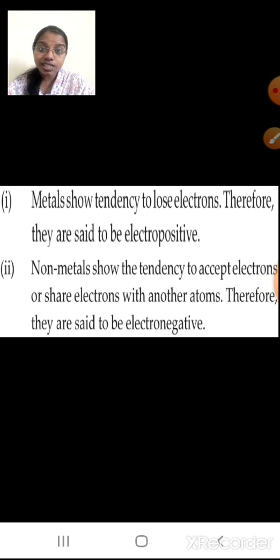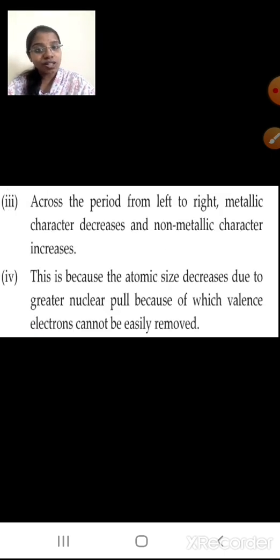Okay. Did you understand with the example? Okay. Now, across the period from left to right, metallic character decreases. You will see that the metallic character is decreasing and non-metallic character is increasing. Okay. This is because the atomic size decreases due to a greater nuclear pull, because of which valence electrons cannot be easily removed. Now only we saw.